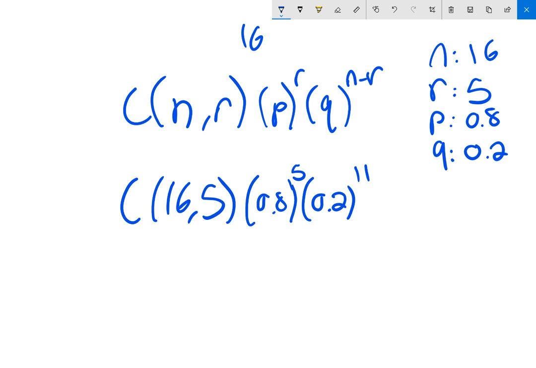So you could just type that in the calculator. I have no clue what it is because I did not bring one of those calculators home with me. But I'm sure you could just type it in the calculator and you're all set.